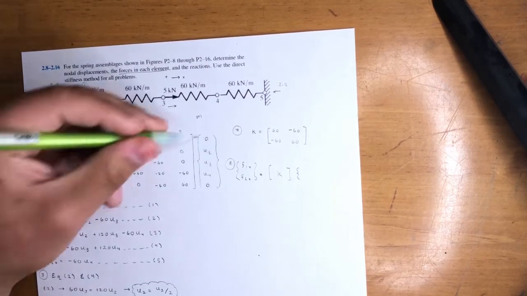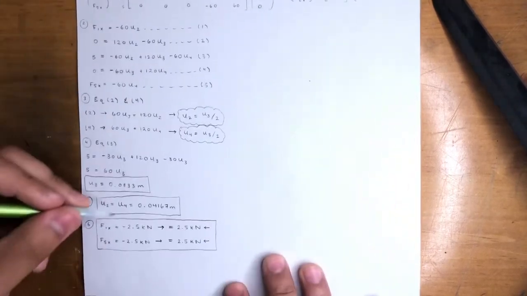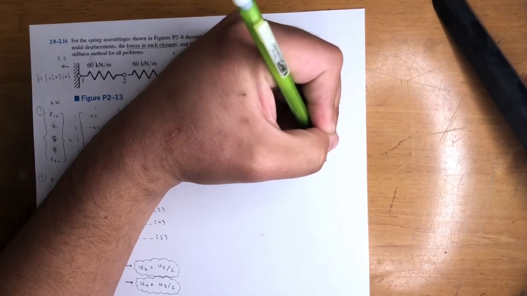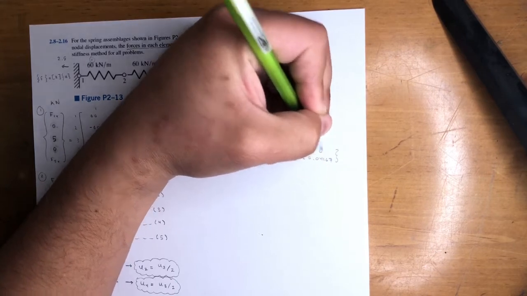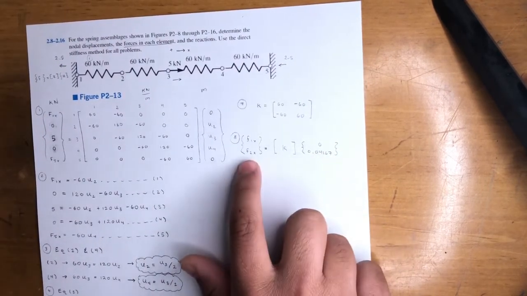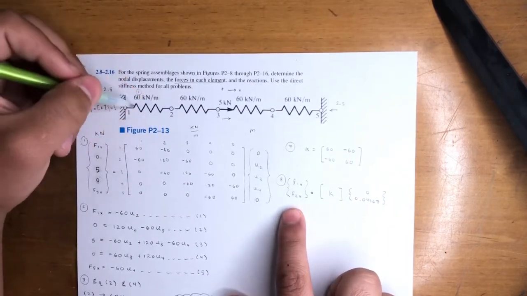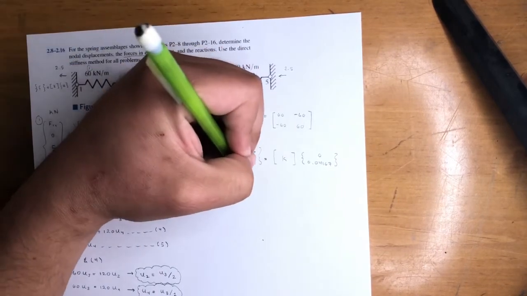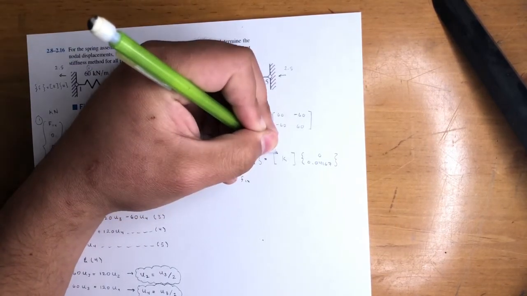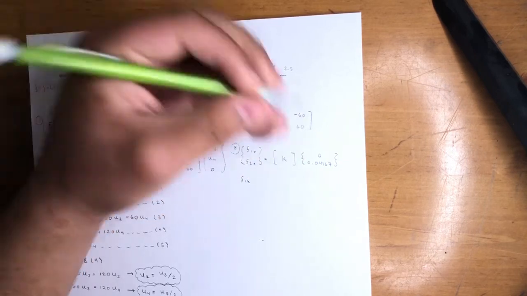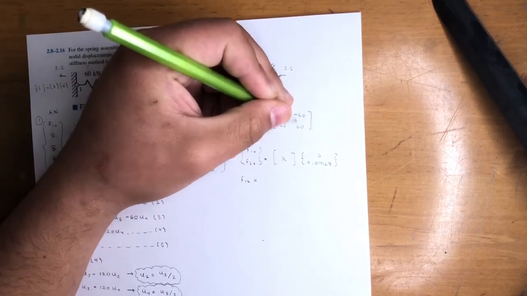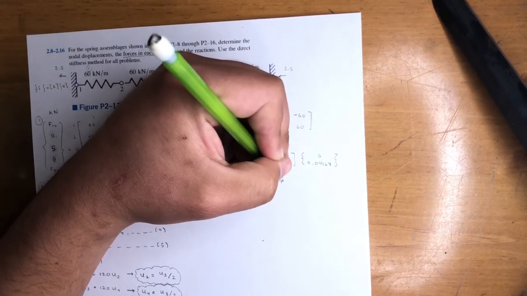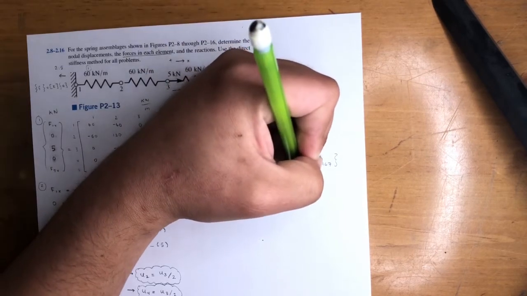Now U1 is 0, right? And U2 was 0.04167. So 0.04167 and 0. You got to know which U's to use or which forces. All you got to do is look at what nodes are on the side of the spring. But you got to know how to set this up. F1x is positive 60 times 0, which is 0. And then negative 60 times 0.04167, that is negative 2.5 kilonewtons to the right.